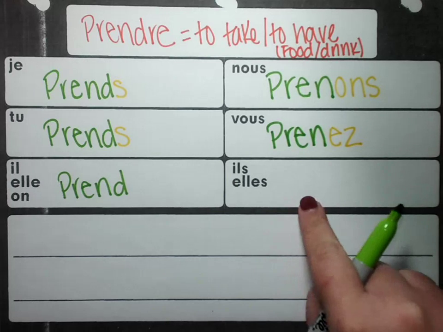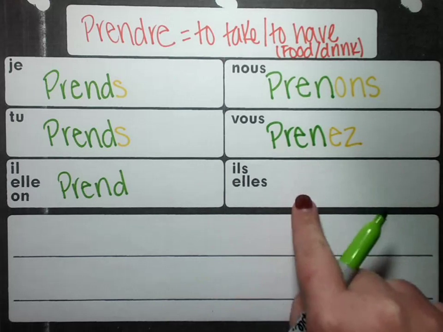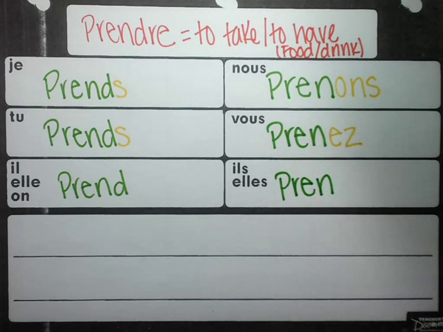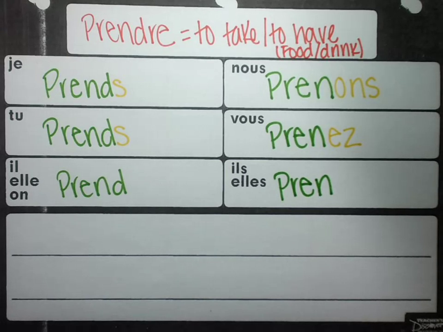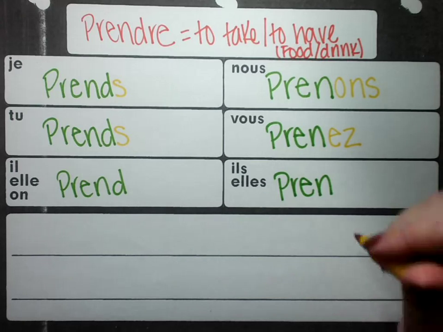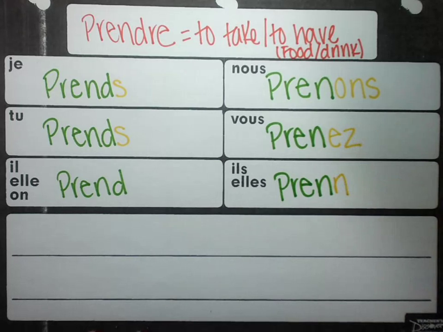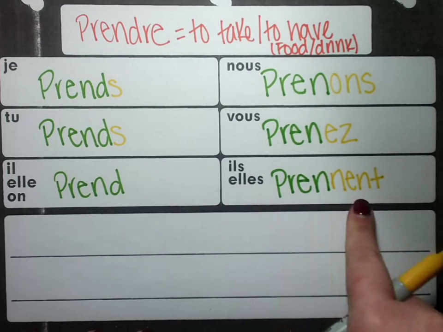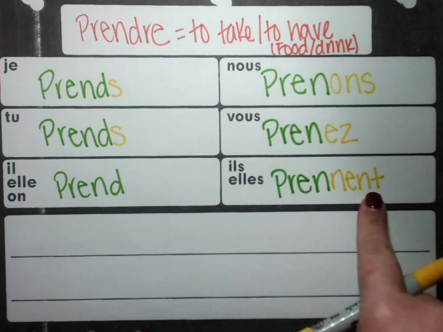For ils, elles, we're going to drop Dre and bring our stem down. All right. And now we need to add our ending onto the end. Now with ils and elles, you actually have to add another N before your ending. So we're going to double that N and then add N, T. So prennent, ils prennent, elles prennent.